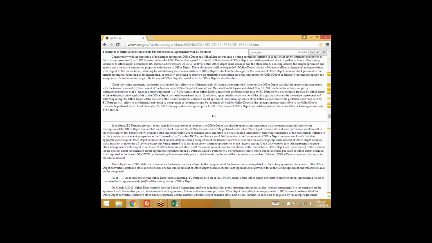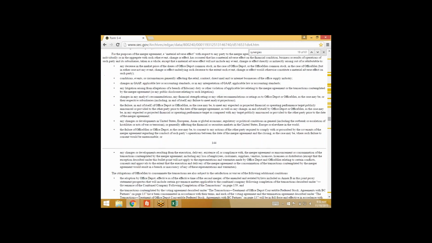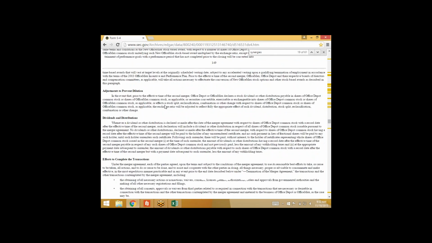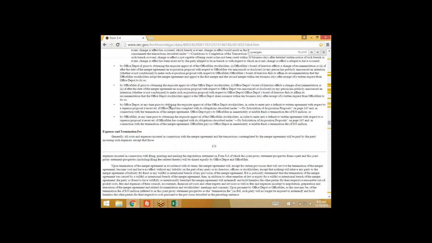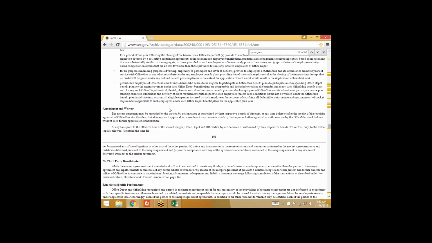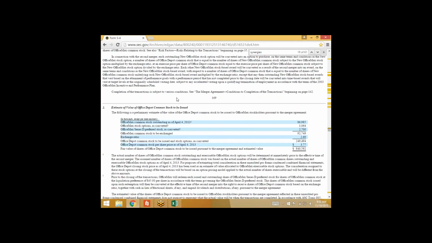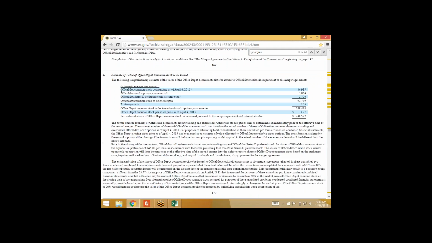And they explain, sorry, getting there. There's the balance sheet. It's right after the balance sheet. Here it is. They explain what they're paying for. They're paying for the common stock. They're paying for the stock options. And they're paying for the preferred stock as converted.